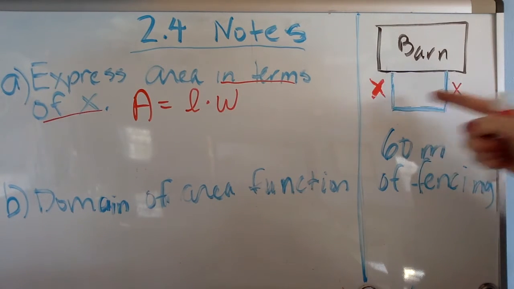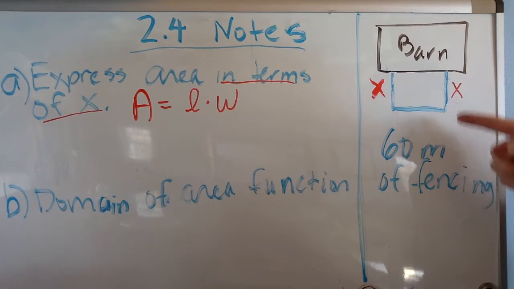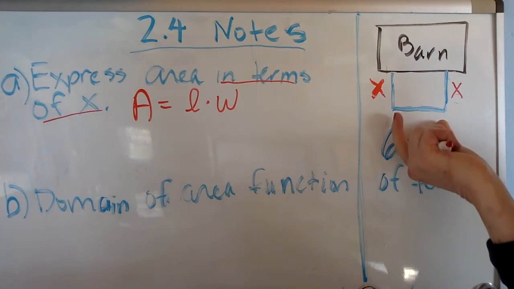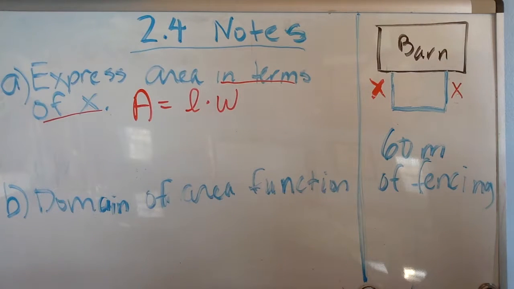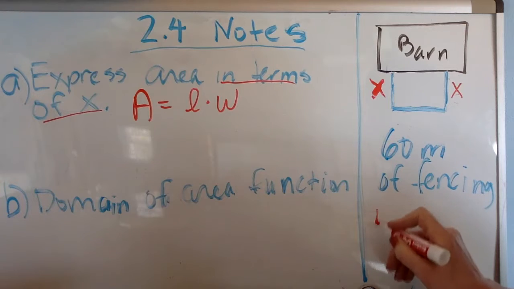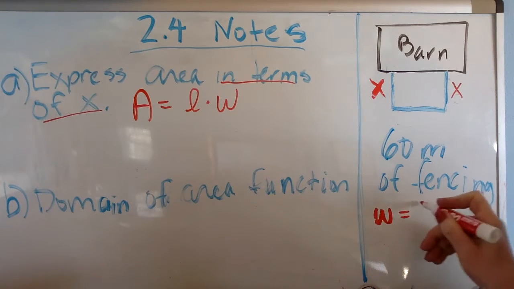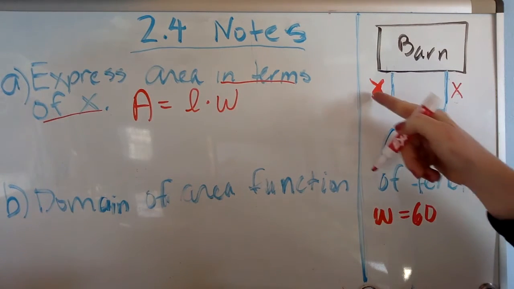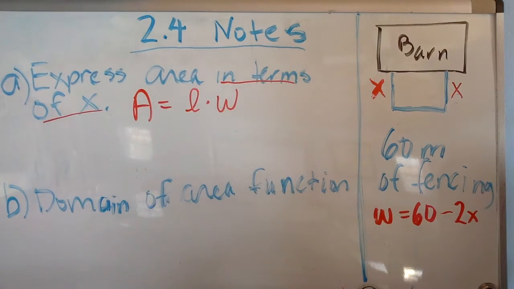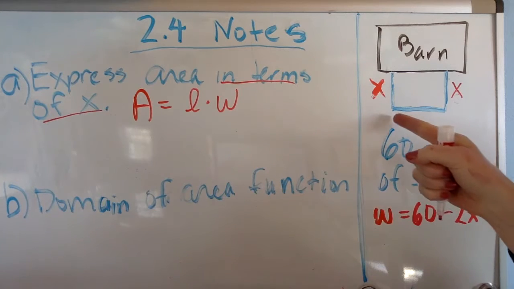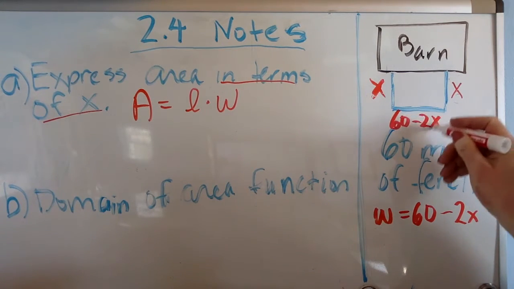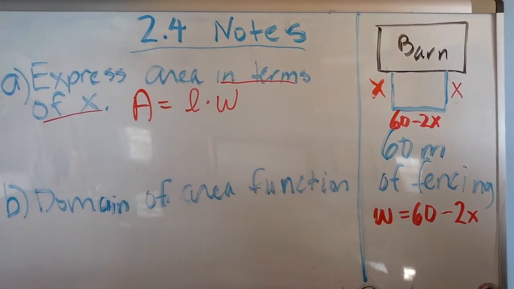If this was 5, then this would also be 5. 5 meters of fencing, that's 10 meters between the two. That only leaves me 50 meters of fencing to make this side. So really, the width of this side is going to be 60 meters of fencing minus 2 of the side lengths, which are x each. So I can express the width as 60 minus x minus another x.